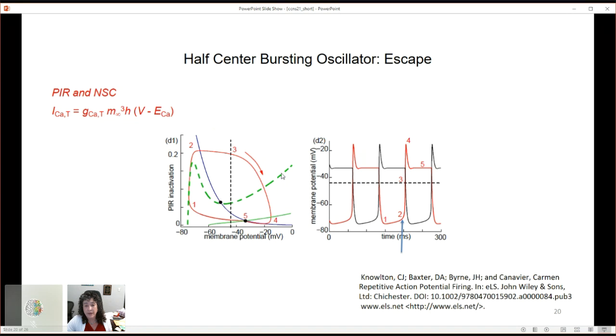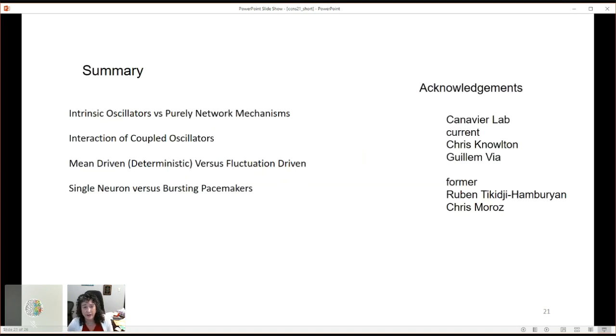So we have a free and inhibited nullcline. But what's different here is the inhibited neuron removes enough inactivation of this T channel so that it can jump up and escape. So it escapes, and then it inhibits its partner and knocks it down. So we have two mechanisms by which neurons that are just tonically firing can form a half-center oscillator, which, as I said, is common in central pattern generators.